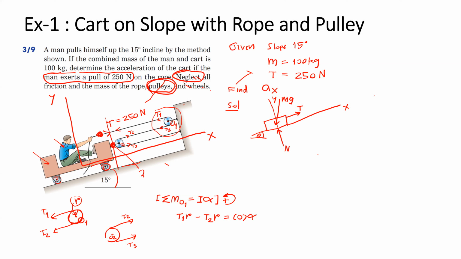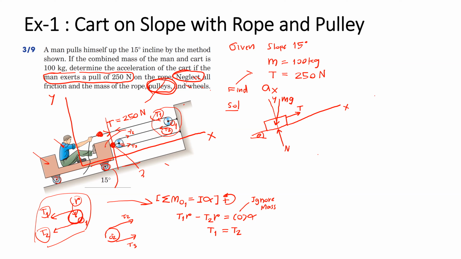I wrote this free body diagram and equation of motion just to show you that when we ignore the mass of the pulley, the tension of the cable in and out is equal: T1 equals T2, because the moment of inertia of the pulley is zero.